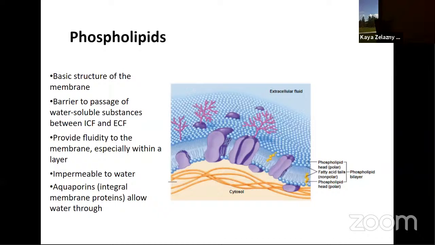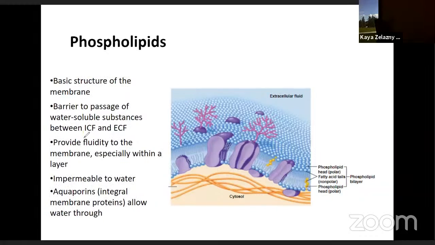Now, that means they're going to block things that are dissolved in the water from moving between two of our body fluids, right? Our intracellular fluid and our extracellular fluid. Those are parts of our total body water, which we separate based on whether it's in a cell, intracellular fluid or ICF, or outside of the cell, extracellular fluid or ECF.